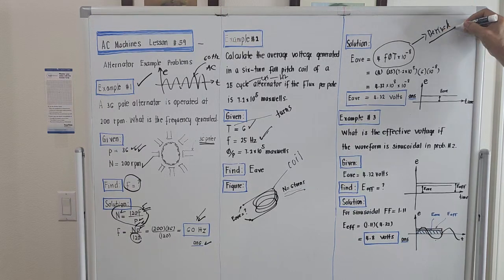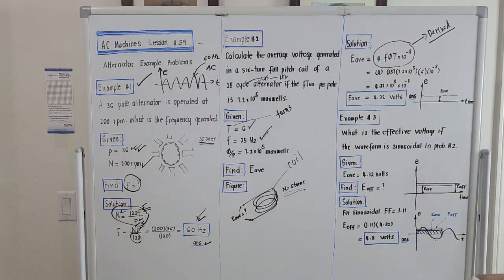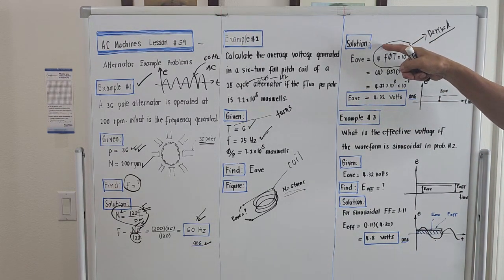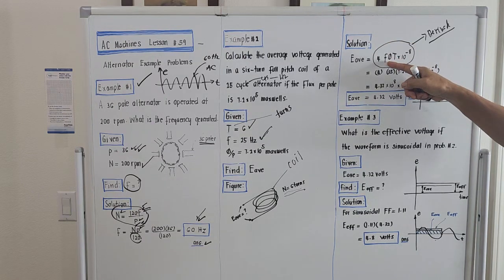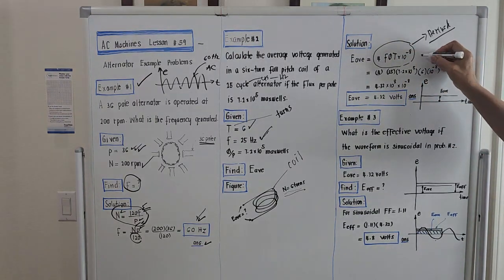Okay, I give you this one. I discuss the parameters involving the generated voltage. The parameters that handle the generated voltage is the product of the frequency, the flux per pole, times the total number of turns, times 10 to the minus 8, and the unit of this is actually volts.